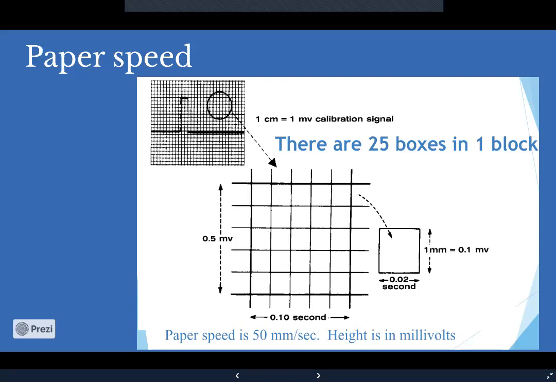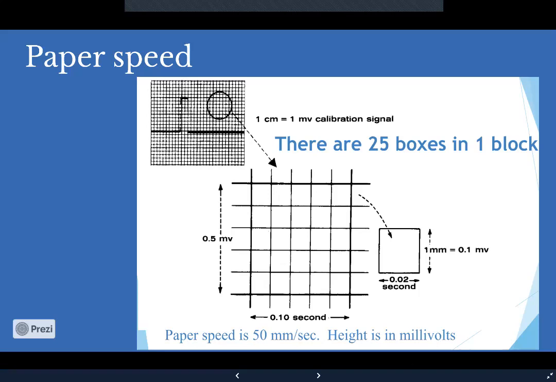boxes that are 5 across, we could then go 10 of these big boxes that have 5 in it would be 50 millimeters per second, right? So 5 big boxes with 5 across equals 50 millimeters per second. So it would be 10 big boxes equals 1 second, right?